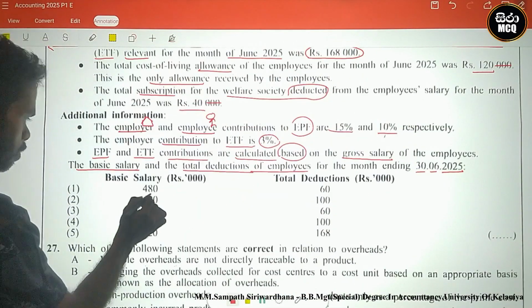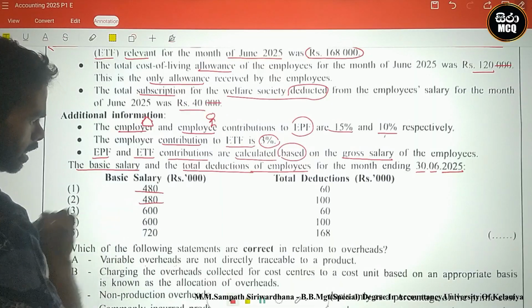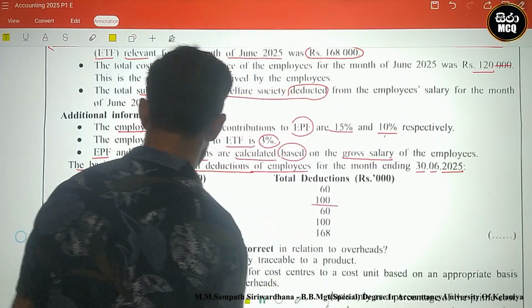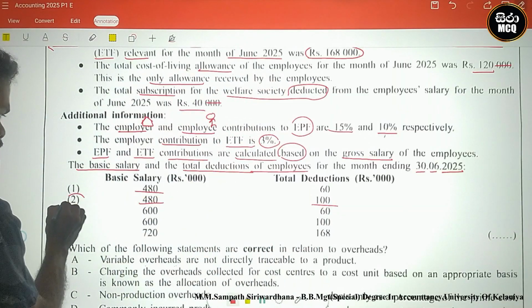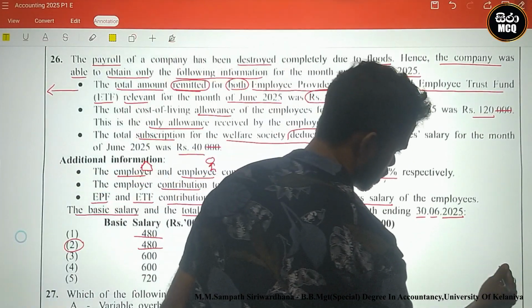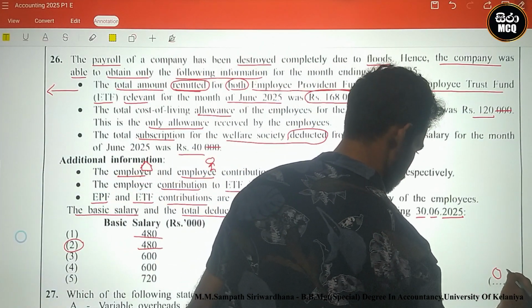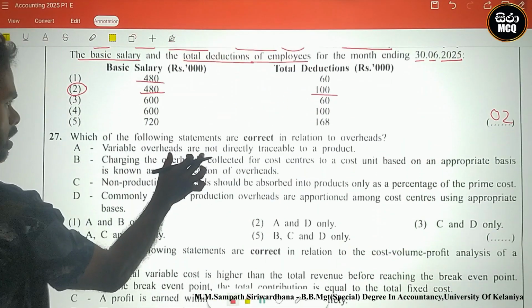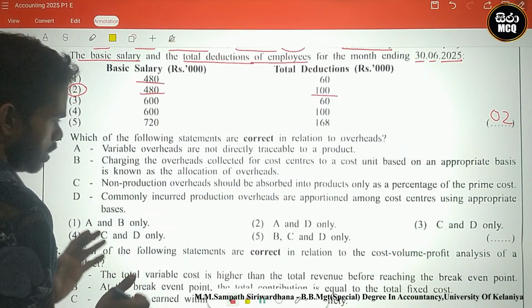Basic salary is 480. Total deductions are 100. The answer is 2 for question number 26. Therefore we can identify question 26.